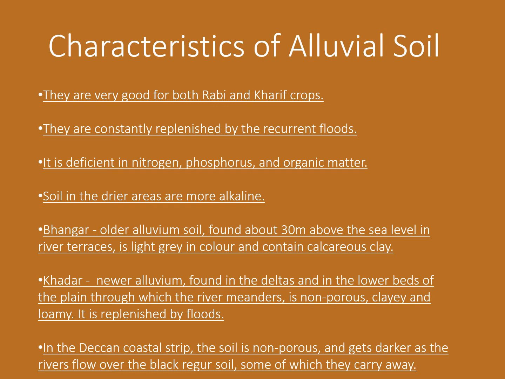Bhangar, the older alluvium soil, found about 30 meters above the sea level in river terraces, is light grey in color and contains calcareous clay. Khadar, the newer alluvium, found in the deltas and in the lower beds of the plain through which the river meanders, is non-porous, clayey, and loamy. It is replenished by floods.